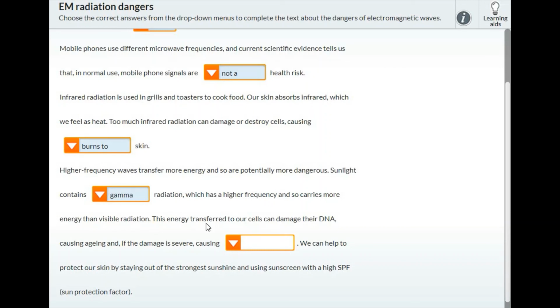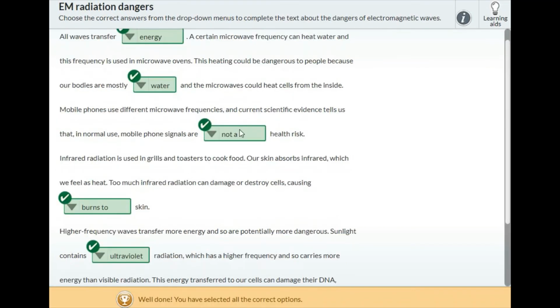This energy transfers to our cells and can damage their DNA, causing aging, and if the damage is severe, causes cancer. I think this is actually just talking about the ultraviolet part, because the gamma rays are going to get absorbed by the atmosphere and won't get through, whereas ultraviolet is higher frequency than visible light. That's correct, and it can also cause aging and skin cancer in the long term. So I'm going with ultraviolet. We can help to protect our skin by staying out of the strongest sunshine and using sunscreen. Right, let's check the answers. There you go. All correct.